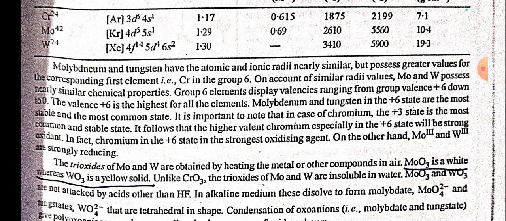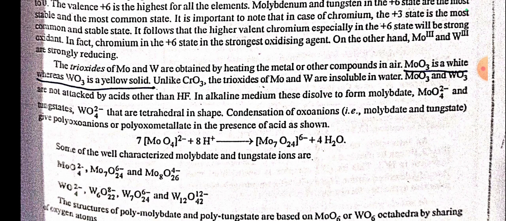The trioxides MoO3 and WO3 are obtained by heating the metal or other compounds in air. MoO3 is white, whereas WO3 is a yellow solid. Unlike CrO3, the trioxides of Mo and W are insoluble in water. MoO3 and WO3 are not attacked by acids other than HF. In alkaline medium, these dissolve to form molybdate MoO4 2 negative and tungstate WO4 2 negative, which are tetrahedral in shape.